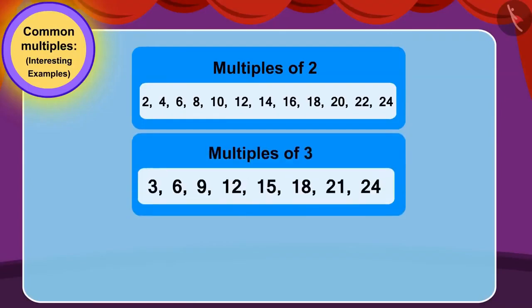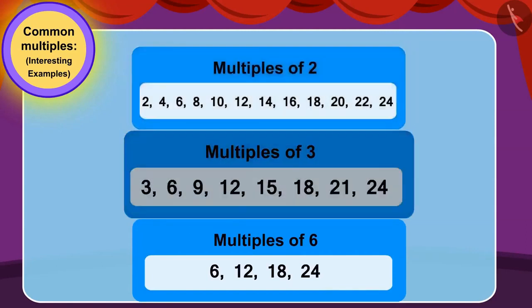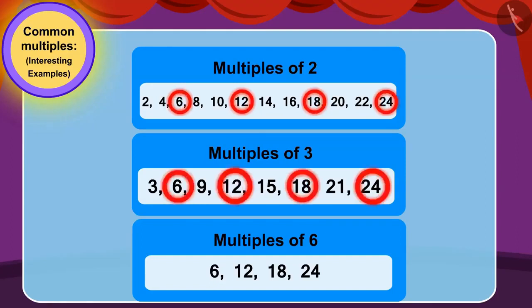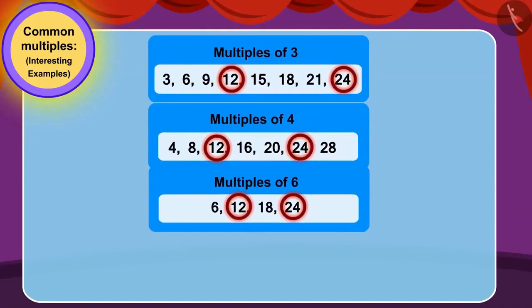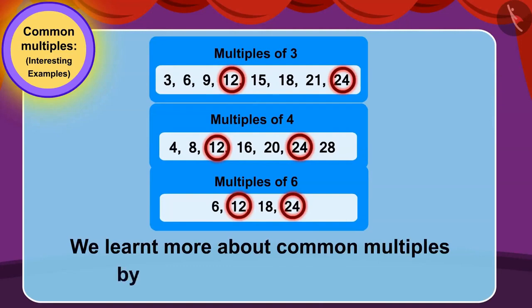And the stones on which the three friends jump are common multiples of 2, 3 and 6. In this case, these are 6, 12, 18, 24. There are 4 stones on which the three friends would jump. Therefore, in this option, the three friends could not cross the marsh successfully. Children, in this video, we learnt more about common multiples by some interesting examples.